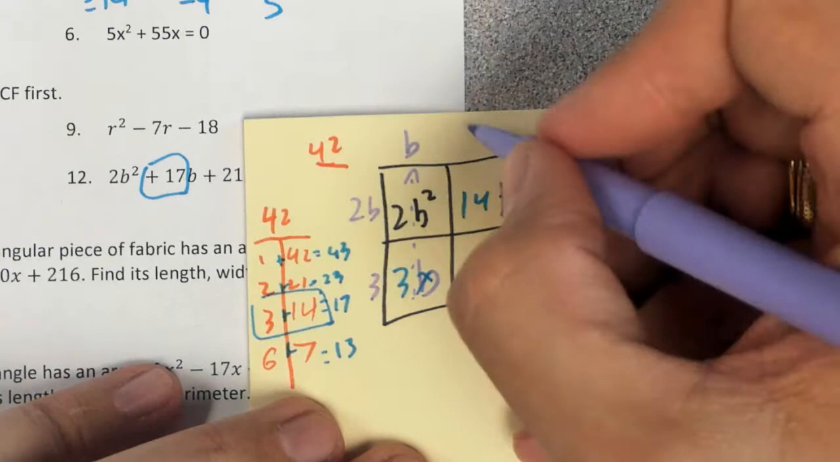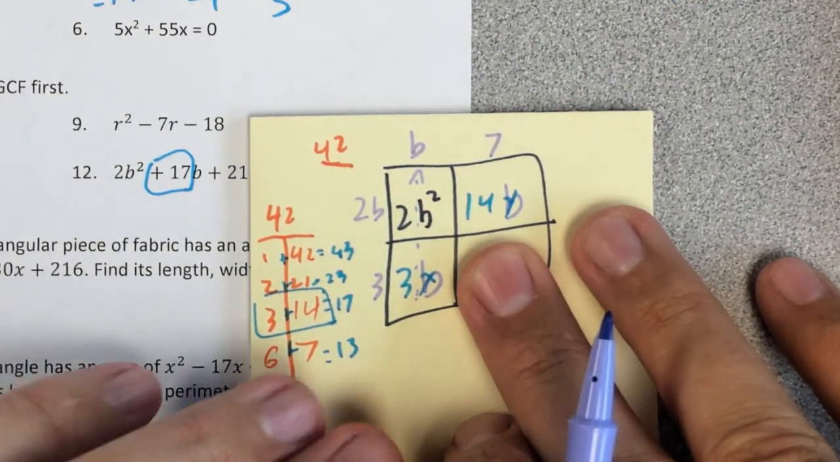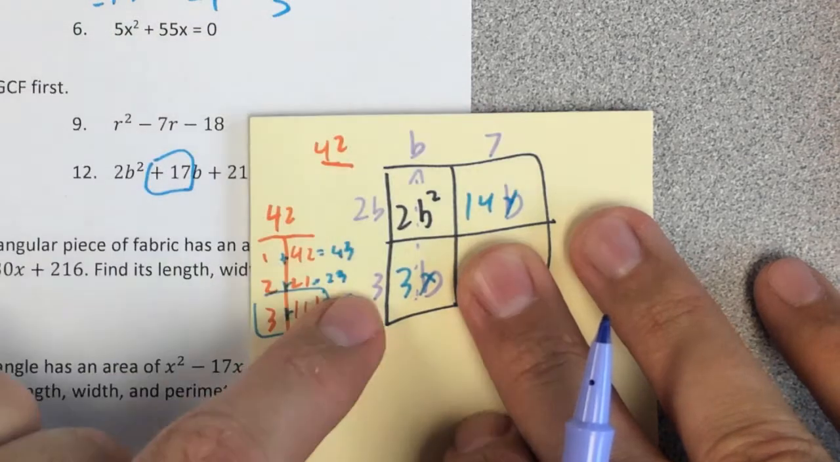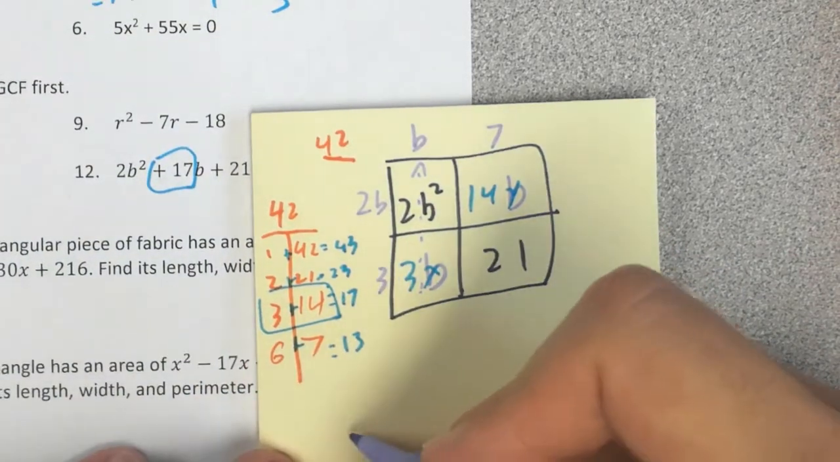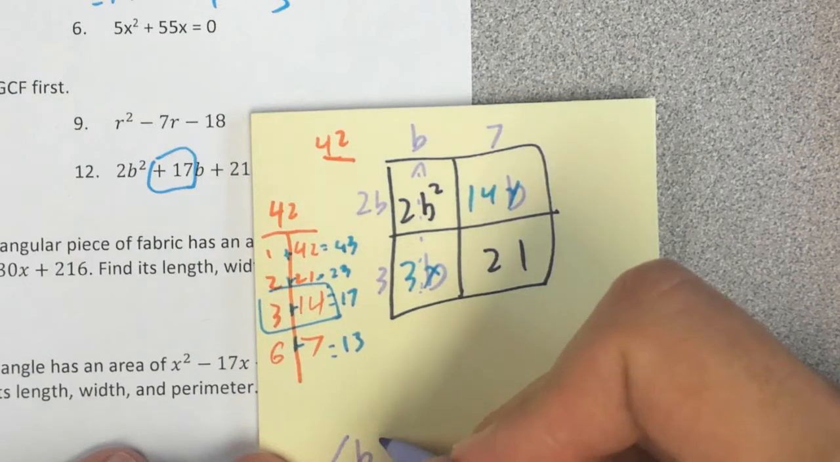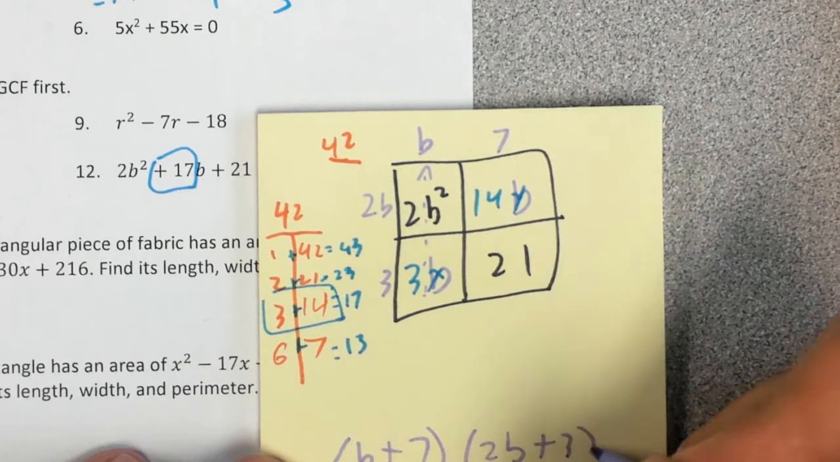How do we get to 14? Well, we're going to say multiply by 7. To check to make sure you did it right, 7 times 3 should be 21. We are good. That means my factors are now b plus 7, 2b plus 3.